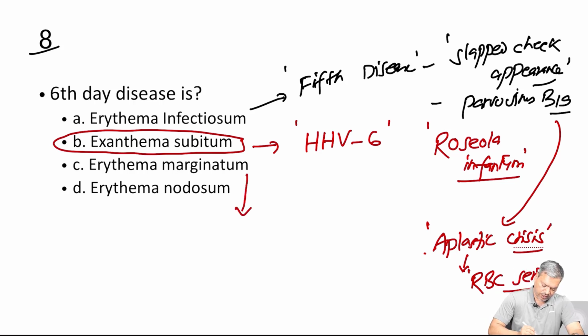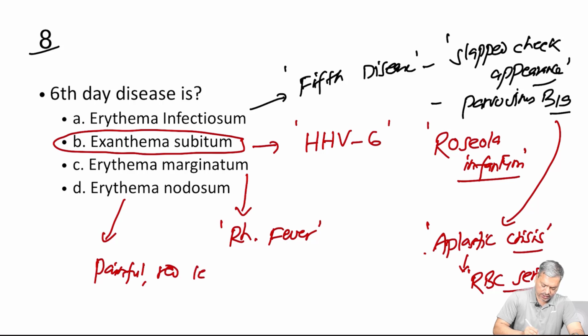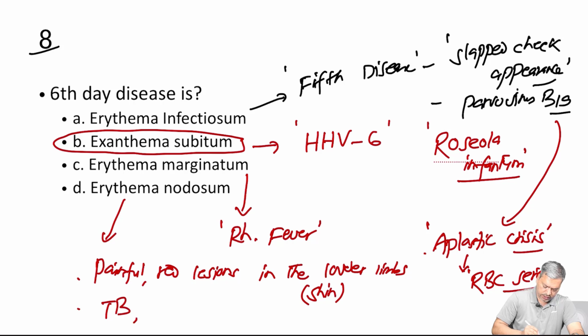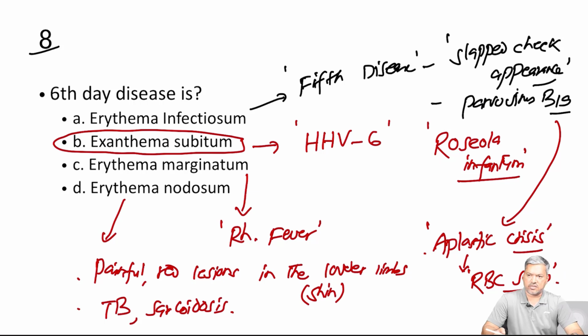Erythema marginatum is seen in rheumatic fever. It is one of the major criteria for rheumatic fever. And erythema nodosum, these are painful and red lesions in the lower limbs, importantly in the shin. They are mainly present in tuberculosis and sarcoidosis. They are also present in some bacterial as well as viral infections. So many students are commonly confused here, but there is no point of confusion here.